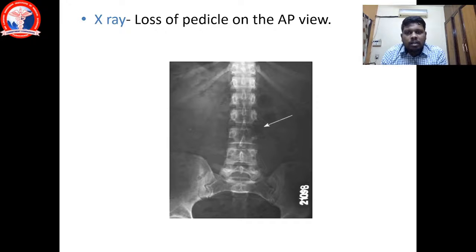In the X-ray of the spine, in the AP view, you can see there is a loss of pedicle. It is called the winking owl sign. As you can see, there is only one pedicle in the L4 area, and there is a destruction of the pedicle on the right side, and also in the lower part of L3 there is some destruction.